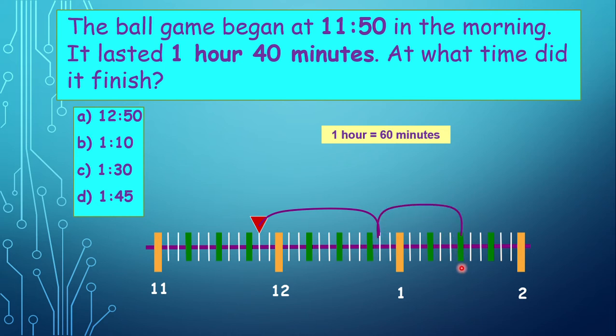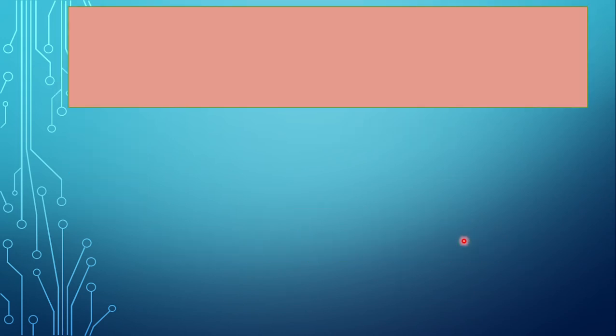Now what do you think this is? What time is this? It's 1:30. Yes, exactly. It's 1:30. This was adding. We had the starting point and we had the time interval. So we added to get the end point. Now we will do a different one.